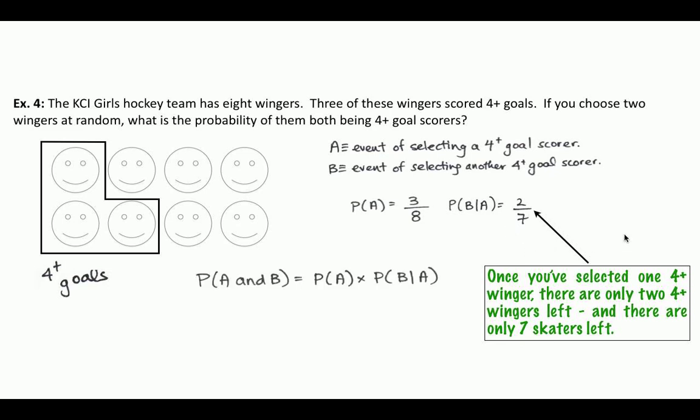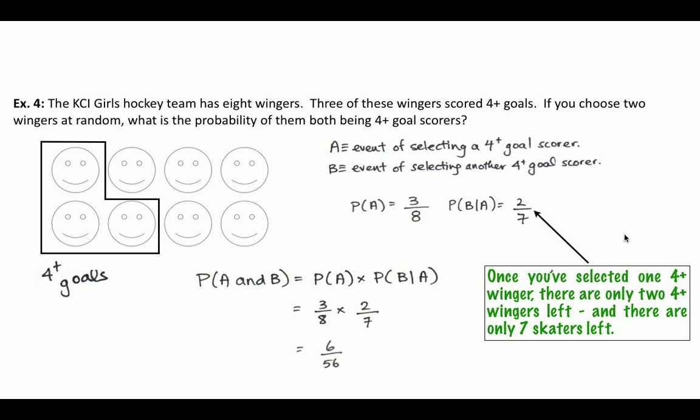And so here we can say, the probability of A and B is the probability of A times the probability of B given A. 3/8 times 2/7 is 6 in 56. So assume when you see these questions that you're choosing 2 marbles, or you're choosing 2 wingers at random, or you're choosing 2 of anything, that if they haven't said with replacement, that imagine that it's 2 things without replacement.